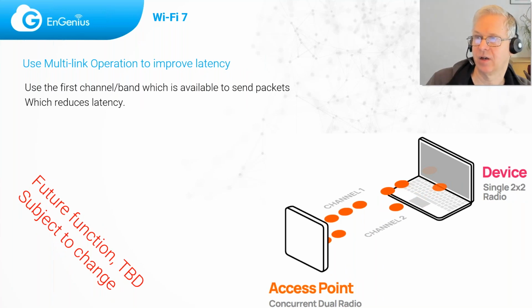Then you have the improvement of latency using multiple channels. So this might be a single radio device looking for a single radio client, which is looking for, hey, which channel is free? And then as soon as it notices that its channel is free, regardless of band, it will send the packets over to the access point. And the other way back also. Not needing to wait for a specific channel or a specific radio to be available.